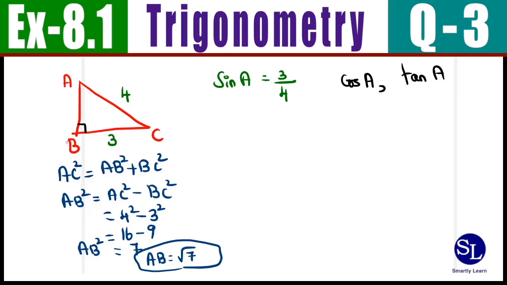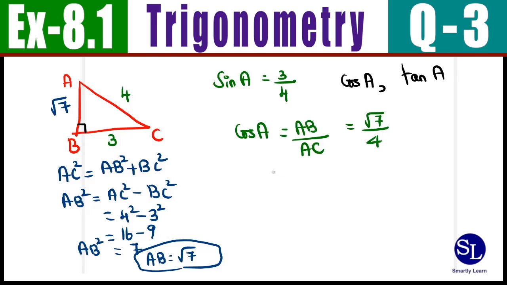Now that we have got it, let's mark it here for our reference. So this is root 7. Now what they're asking us to compute is going to be cos A. So cos A is nothing but adjacent side by hypotenuse. Here the adjacent side is AB. So AB divided by AC. So AB we just computed. It is root 7 divided by AC, which is equal to 4. So cos A is root 7 by 4.